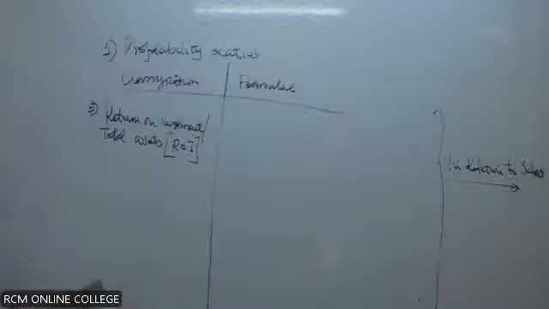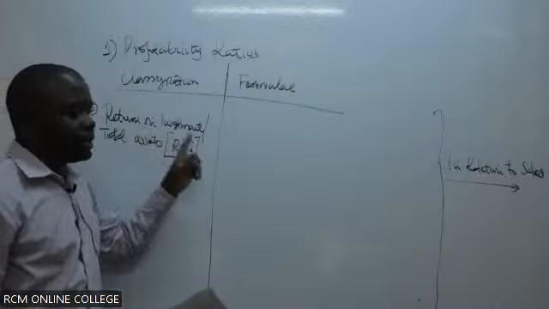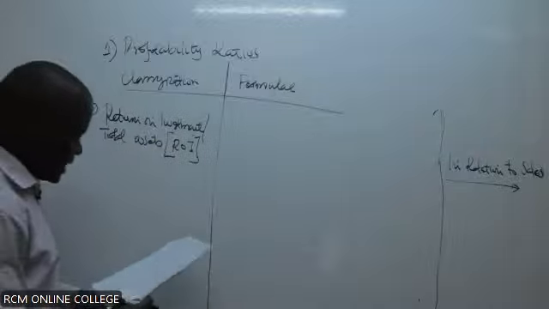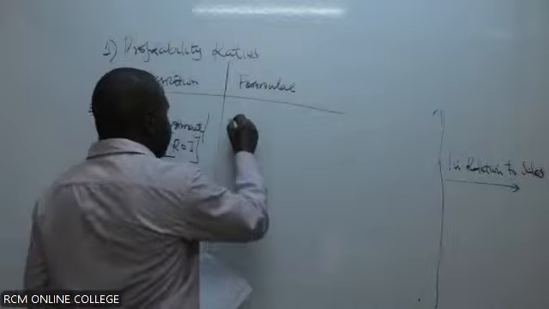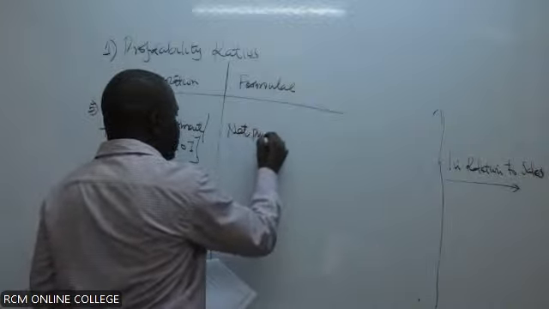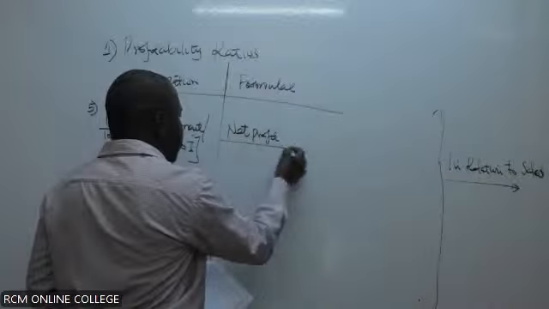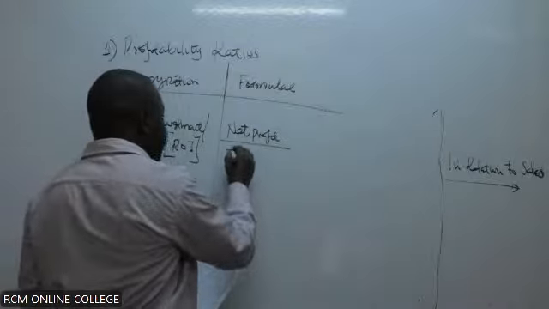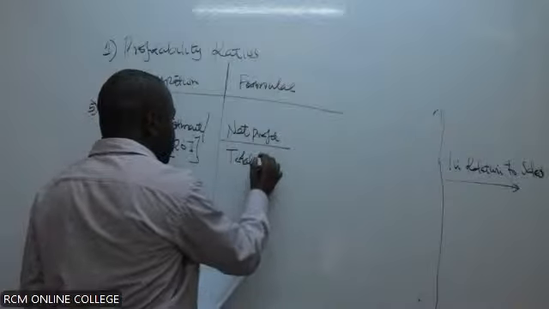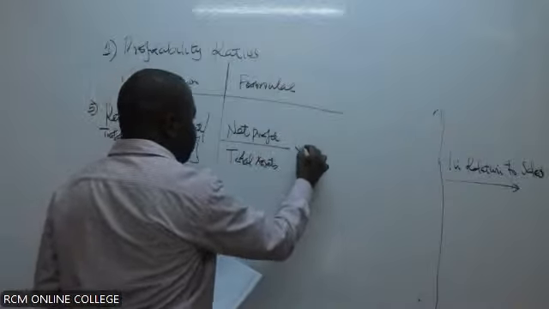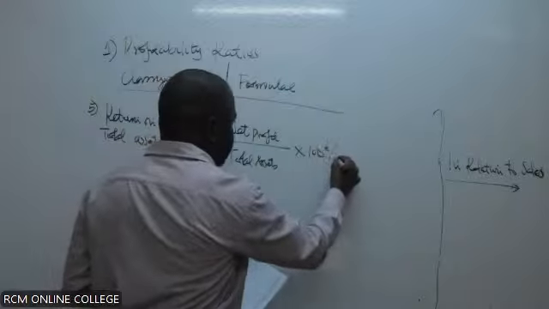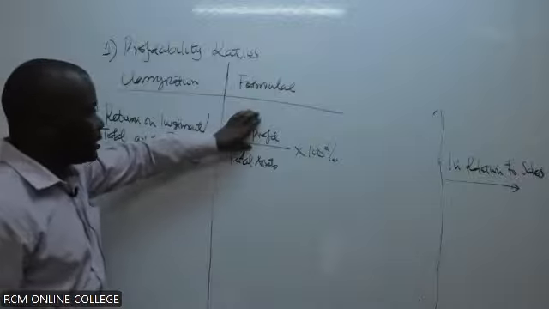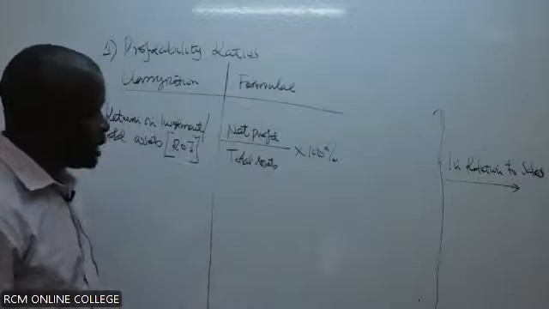It's simply the return you get from the business in comparison to your total assets. So you take the net profits you've earned, you divide by the total assets, and you multiply by 100%. So you'll be able to get your return in terms of profit in comparison to your total assets.